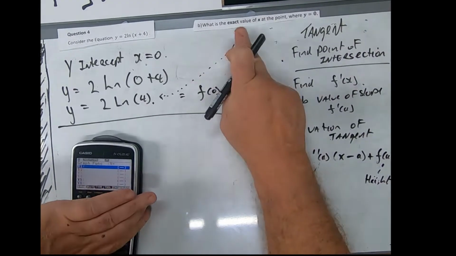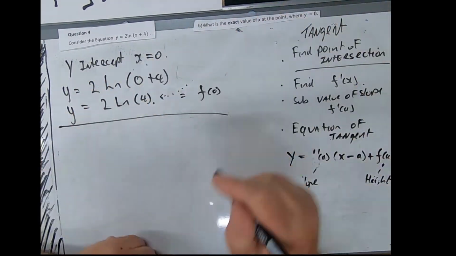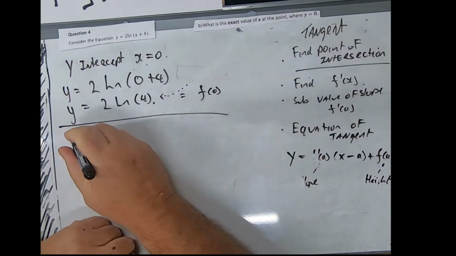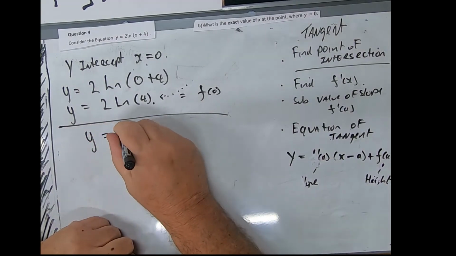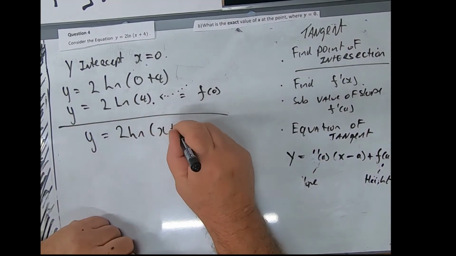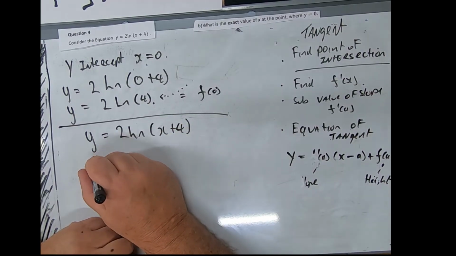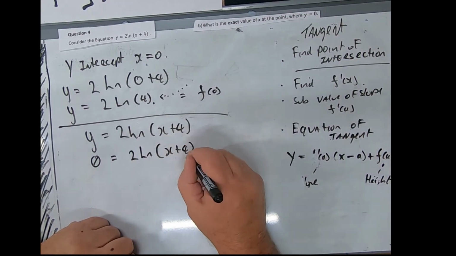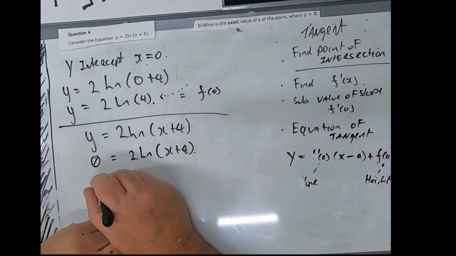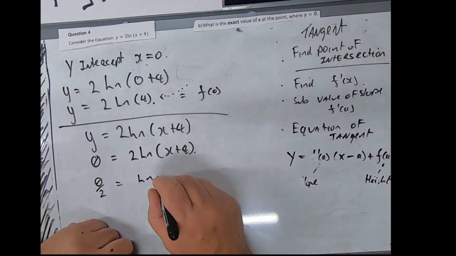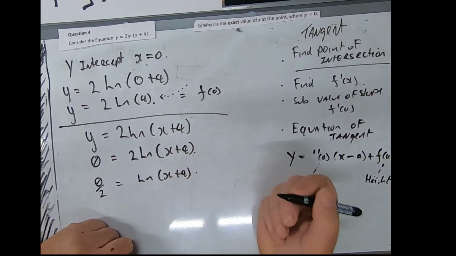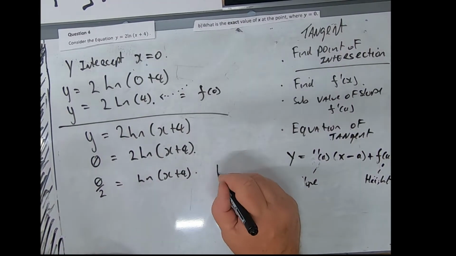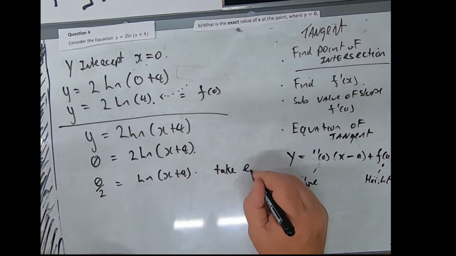Okay, now looking at part B of this question, what is the value of x when y equals 0? Instead of y equals 2 ln(x + 4), this is a little bit of algebra practice. What happens when y equals 0? Solve for x. First of all, let's divide by the 2. And how do we remove this ln? I'm going to raise e to the power of both sides.